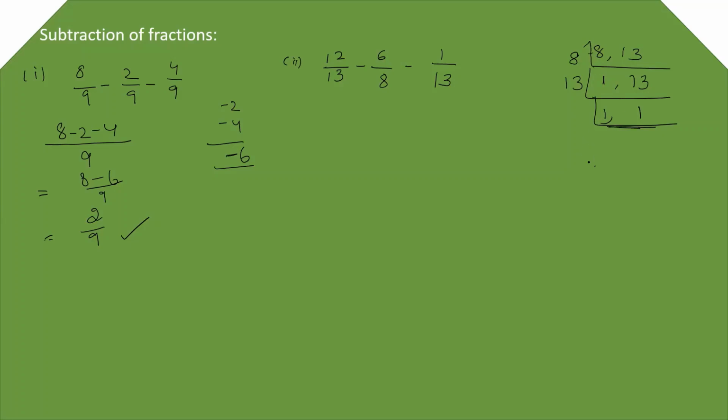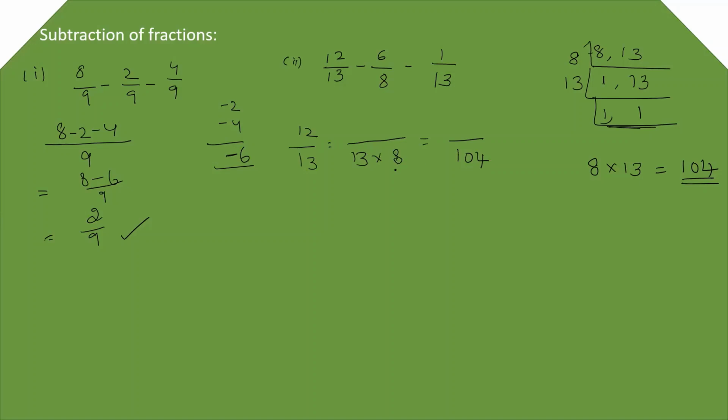So now multiply 8 into 13. 13 eights are how much? 104 is the answer. The LCM of 8 and 13 is 104. So now we have to convert 12 by 13, 6 by 8 and 1 by 13. We have to convert the denominators of all these fractions to 104. For that, write 12 by 13. Here I should get 104 in the denominator. 13 eights, we will get 104.